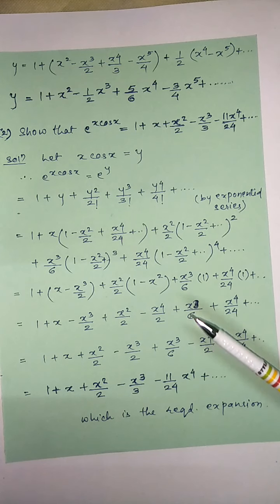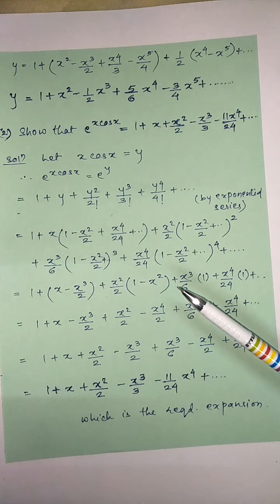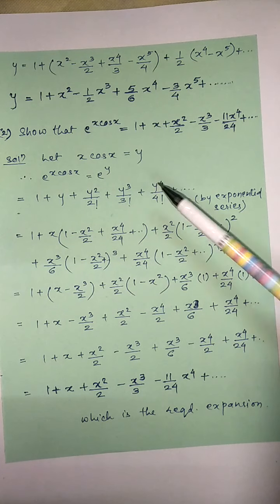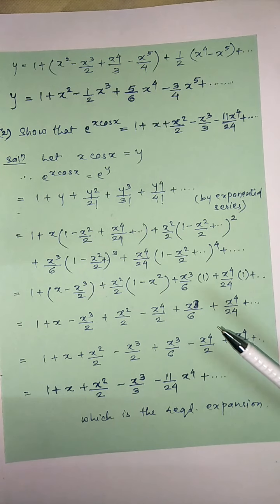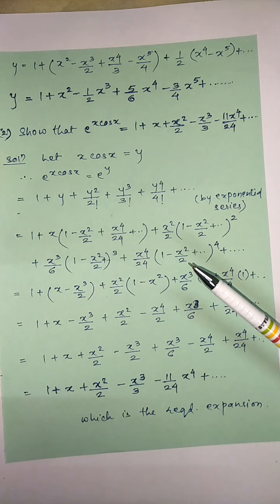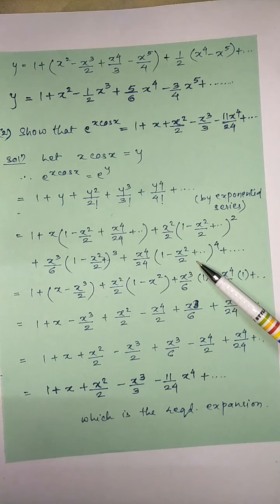It will continue. Then this term is y raised to 4 upon 4 factorial. So 4 factorial is 24 and y raised to 4 is x raised to 4 cos raised to 4 x. And for cos x, we are writing this expansion for cos x in a bracket raised to 4. And this will continue.